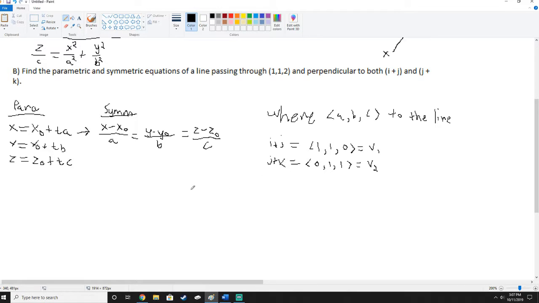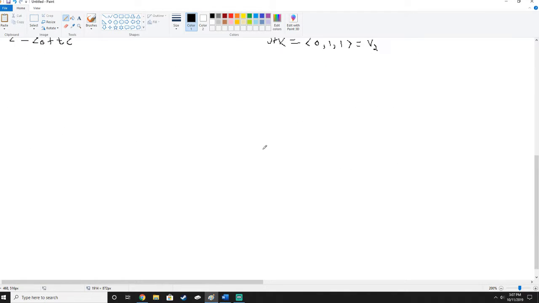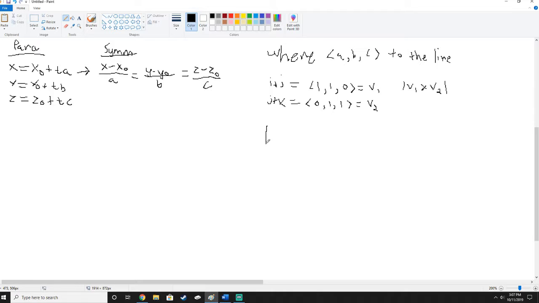To find the line perpendicular to these two vectors, we merely take the cross product of vector 1 and vector 2. To find the cross product, we use our matrix for i, j, and k. So we have i, j, and k, then 1, 1, 0, and 0, 1, 1.